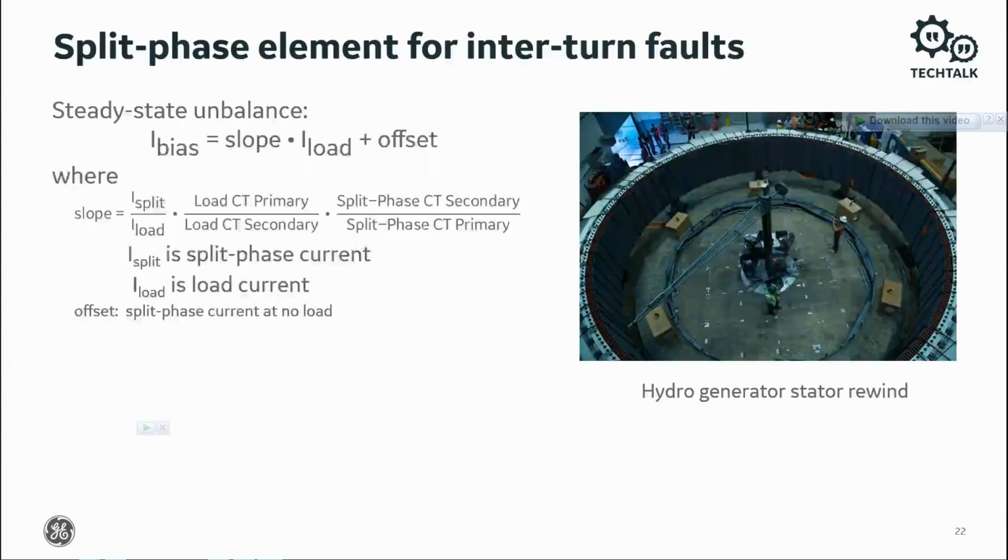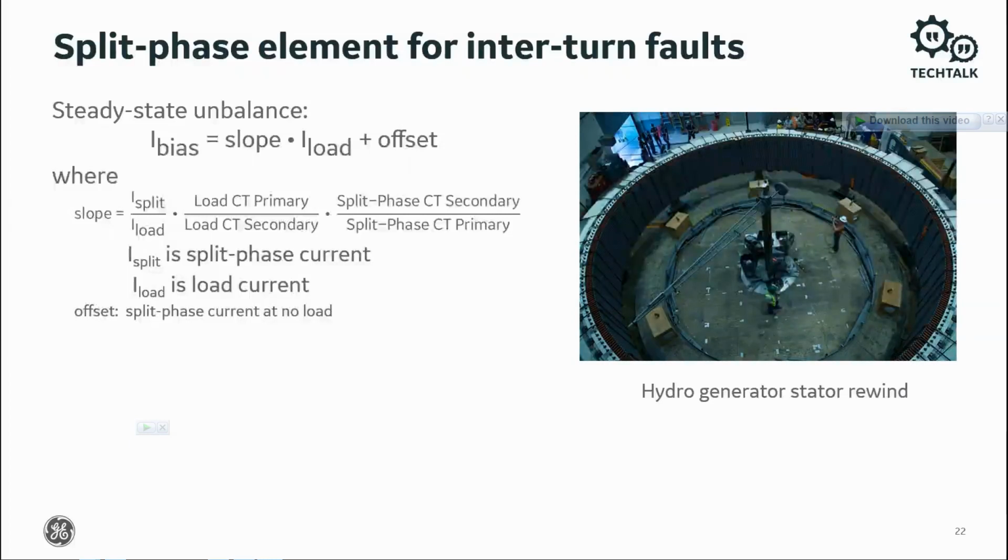Here are the details on using the split phase element for interturn faults. The steady state unbalance, or I bias, is a selectable slope times the load current I load plus the offset, which is the split phase current at no load.